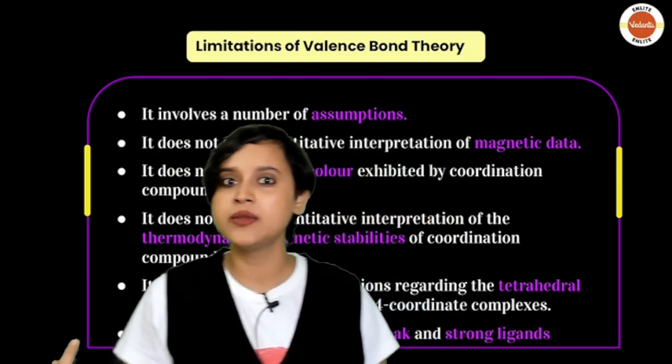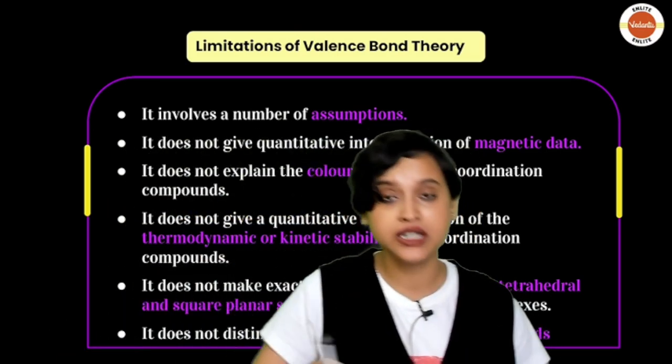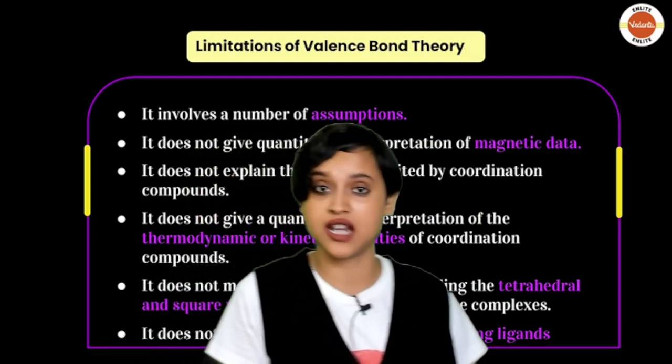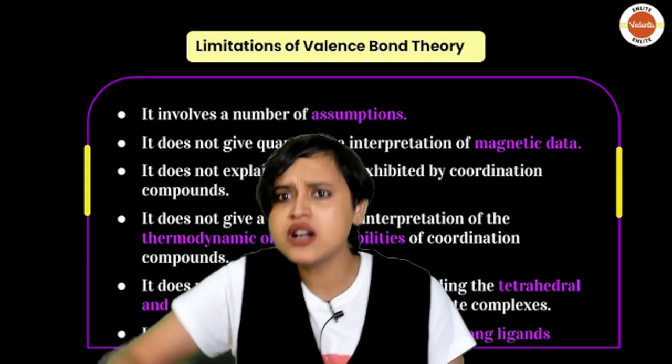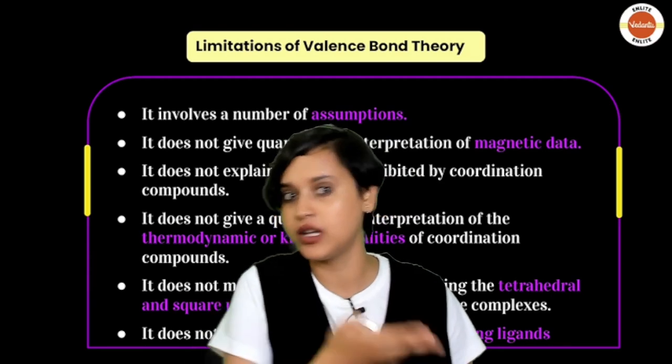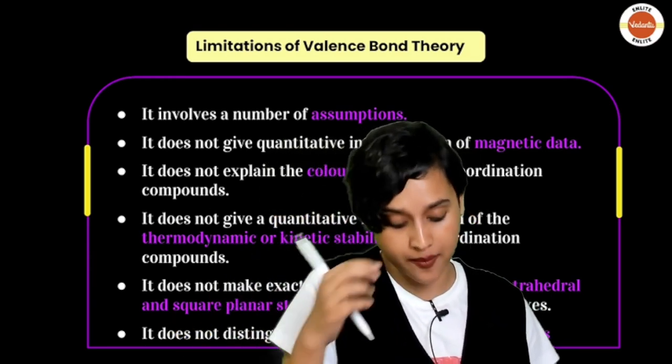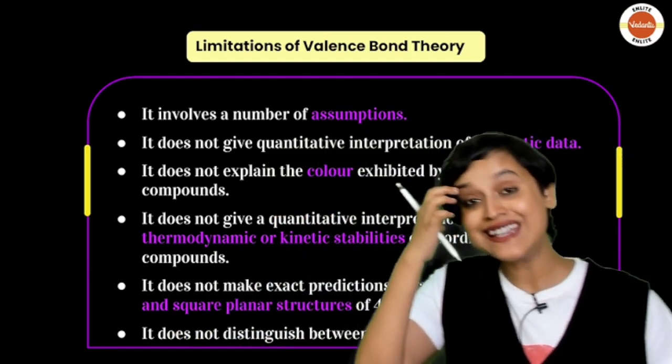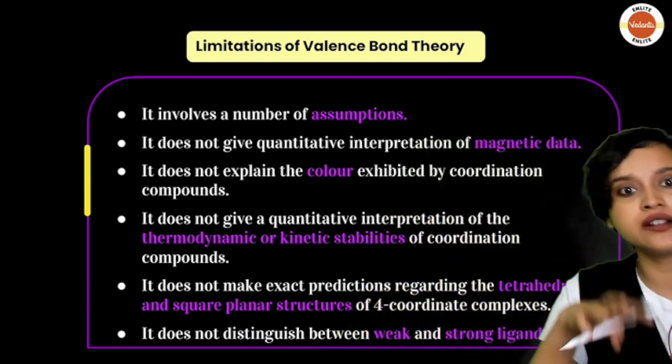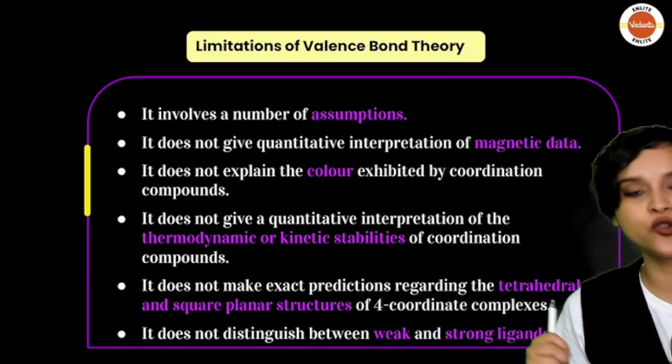They are thermodynamically stable. They are kinetically stable. They are stable, and there is no reason as to why they are stable. Nothing that valence bond theory could speak of, right? It does not make exact predictions regarding the tetrahedral and the square planar structures of four coordinate complexes.